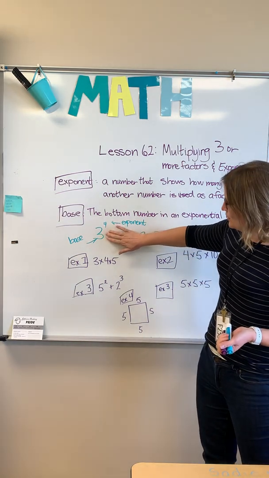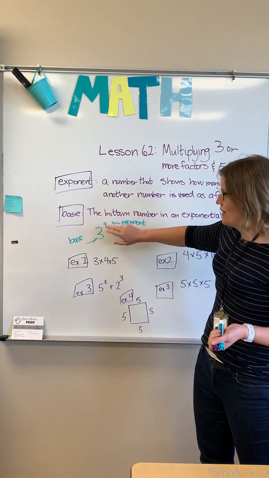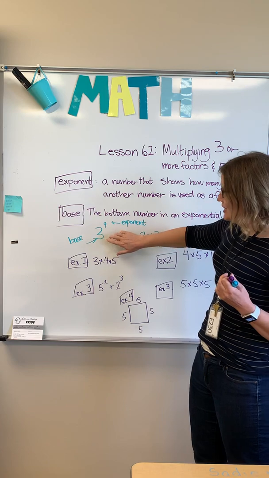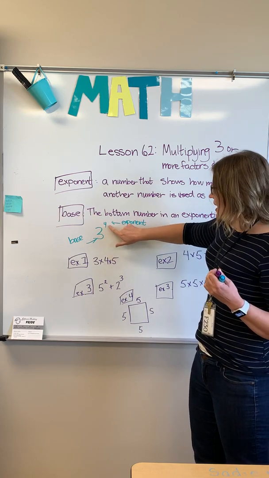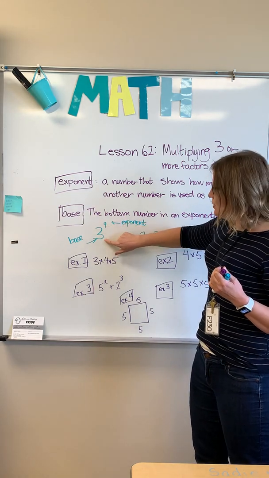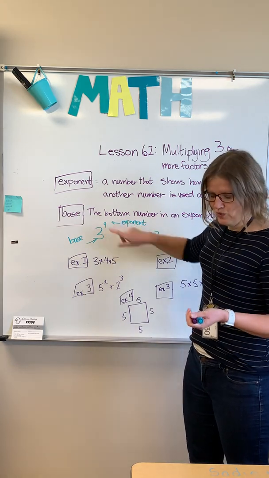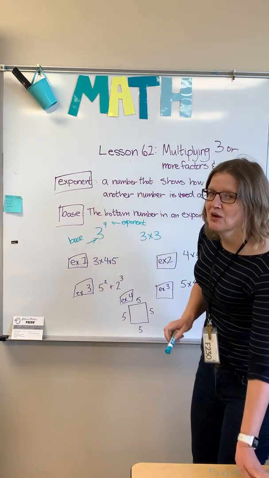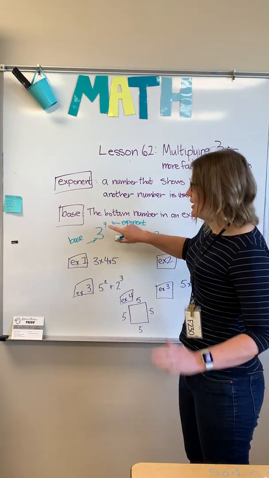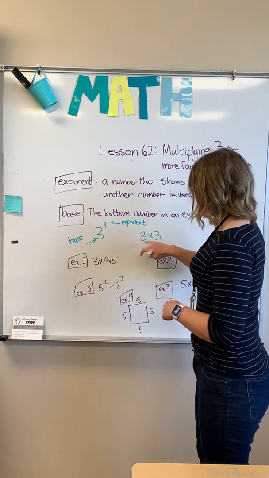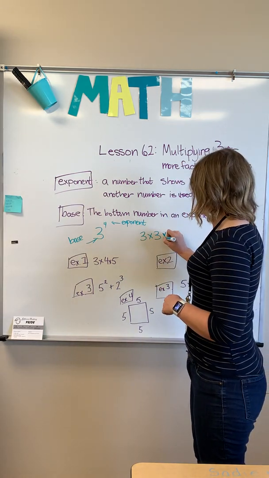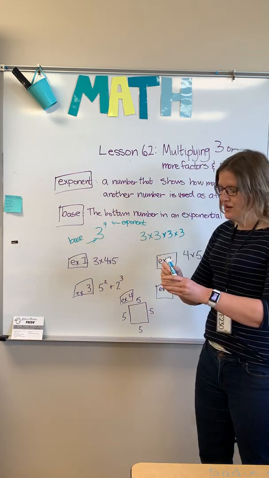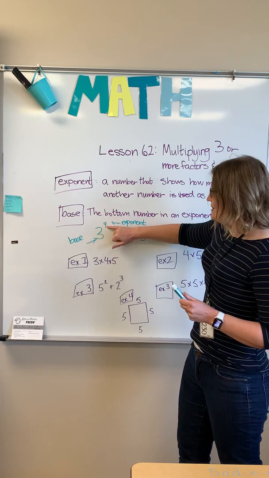I have this number 3 to the, we call it to the 4th power, is how we say it in math. But essentially what we're saying is this is our base number and this is our exponent. So our base is 3, our exponent is 4. And when we say 3 to the 4th power, we are multiplying 3 by itself 4 times. So 3 times 3 times 3 times 3. And so this is our base, this is our exponent.